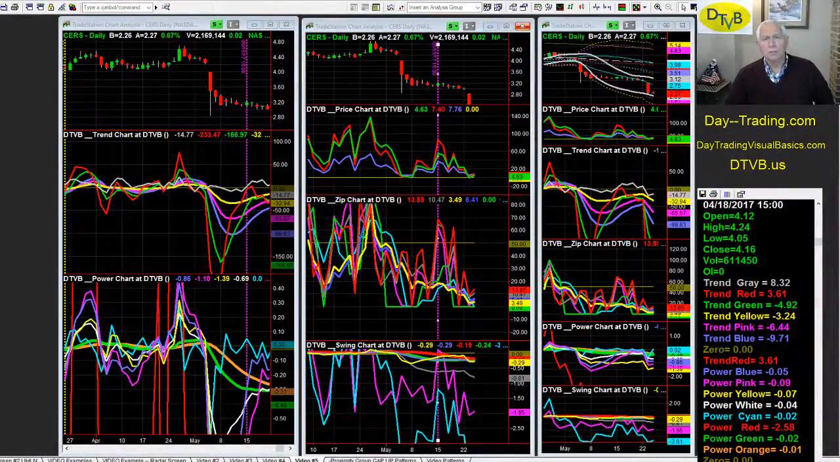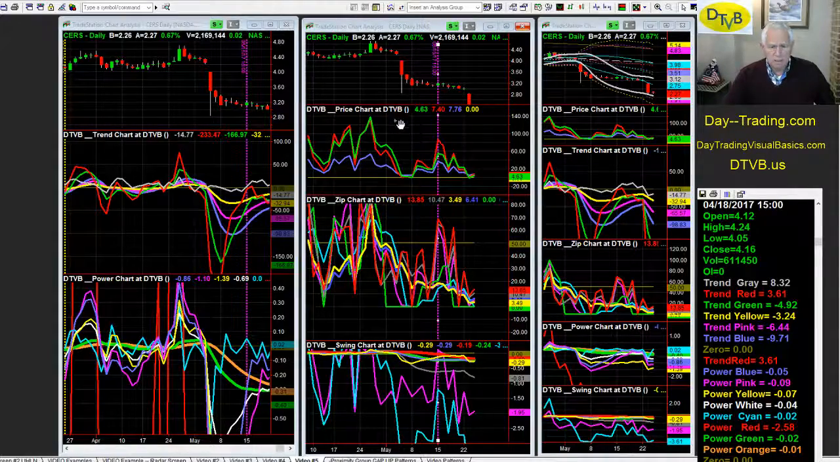I have some information on a gap down as well as a gap up. The information happens to be side by side in this example that I'm going to show you, and we'll talk a little bit about what we see here.